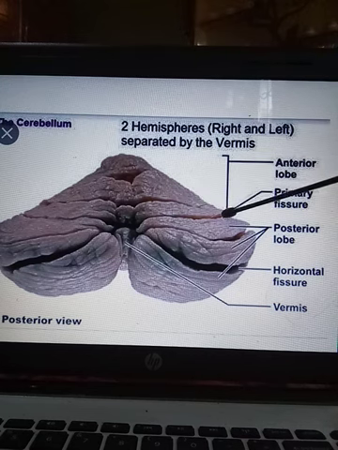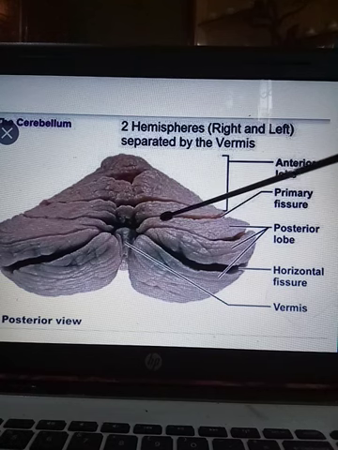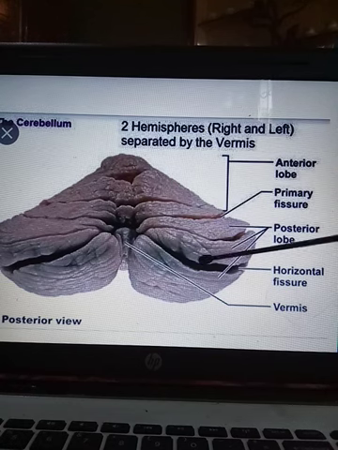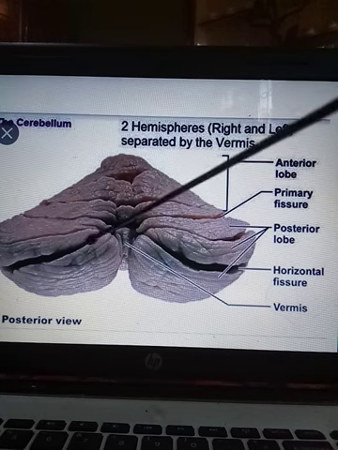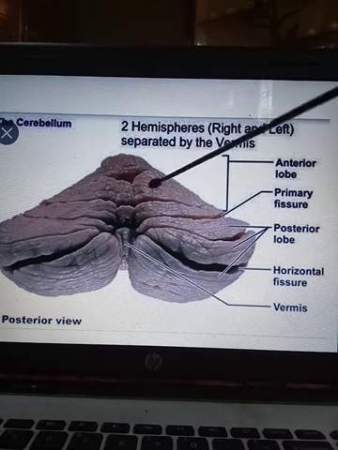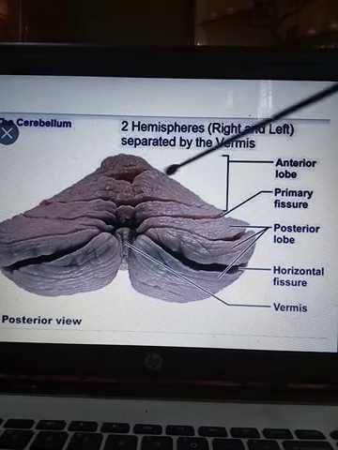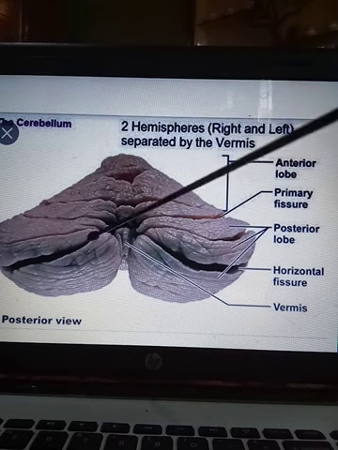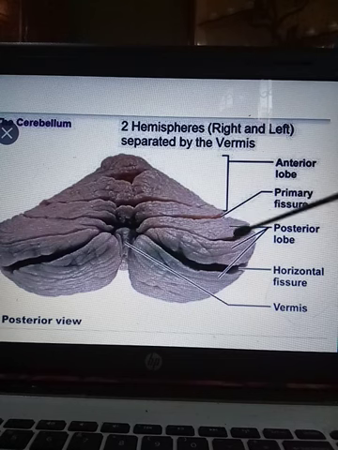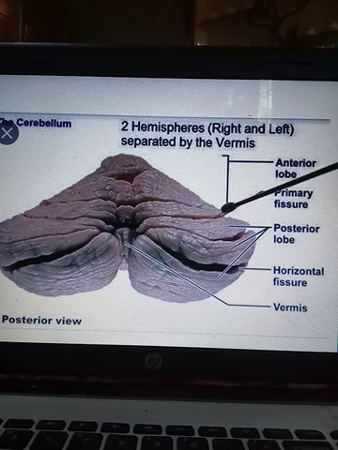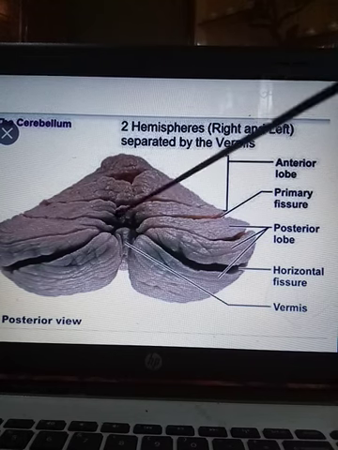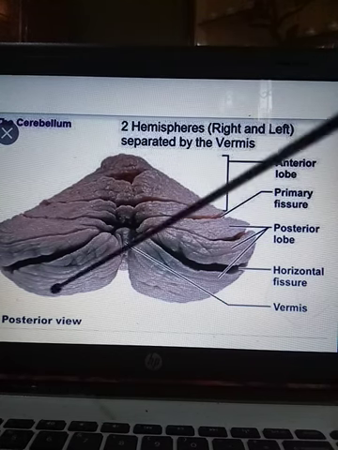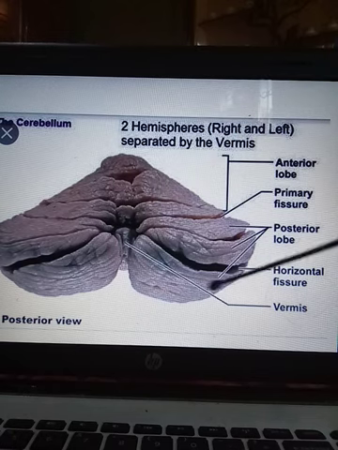This is the primary fissure, which is present superiorly. Then you have this horizontal fissure, which is present through and through. Again you have this primary fissure on the superior surface, and the horizontal fissure present through and through. Then the lobe in front of the primary fissure is your anterior lobe, and this is your posterior lobe.